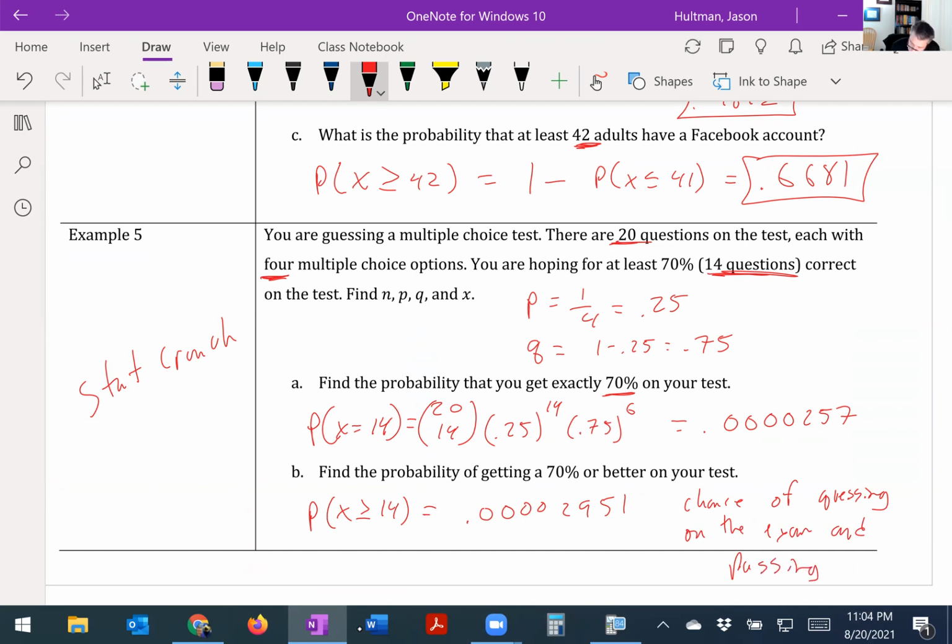Let's multiply this by 100. So it's a 0.002951% chance. Basically, a very low chance of passing.